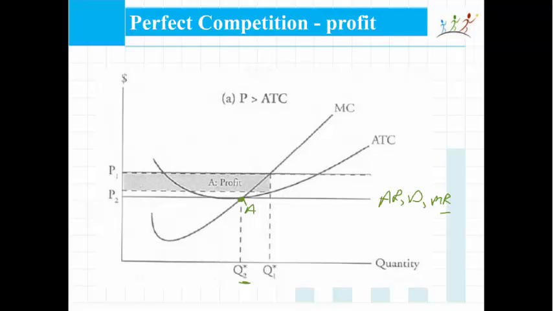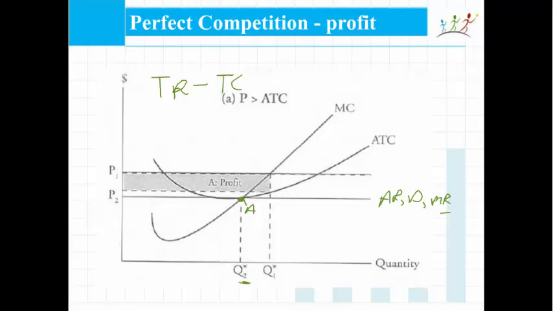At this level, we depict the average total cost as crossing the marginal cost curve at the point A. So this is the lowest point of the average total cost curve. So in this scenario, what is the total profit of the firm? Total profit is always equal to total revenue minus total costs.